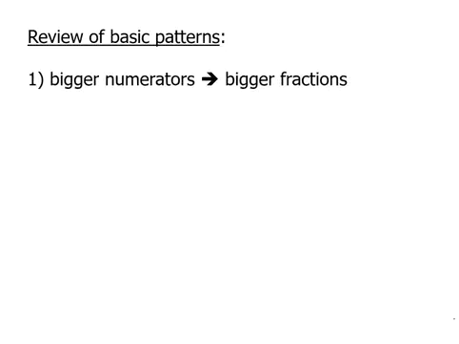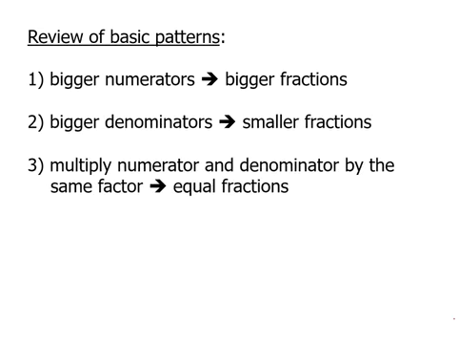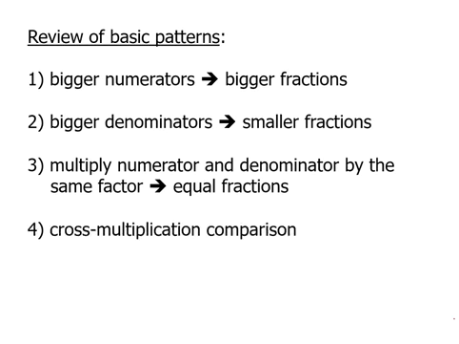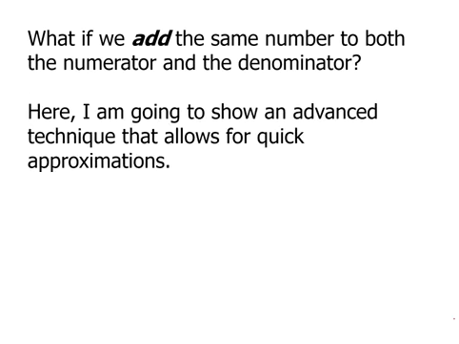First of all, let's just review the basic patterns, the stuff that everyone should know. Make the numerators bigger, you get bigger fractions. Make the denominators bigger, you get smaller fractions. Multiply the numerator and denominator by the same factor, you get equal fractions. And then, of course, you can compare numbers with cross multiplication. So those are the basic ideas. What if we add the same number to both the numerator and the denominator? This is where the new stuff starts.